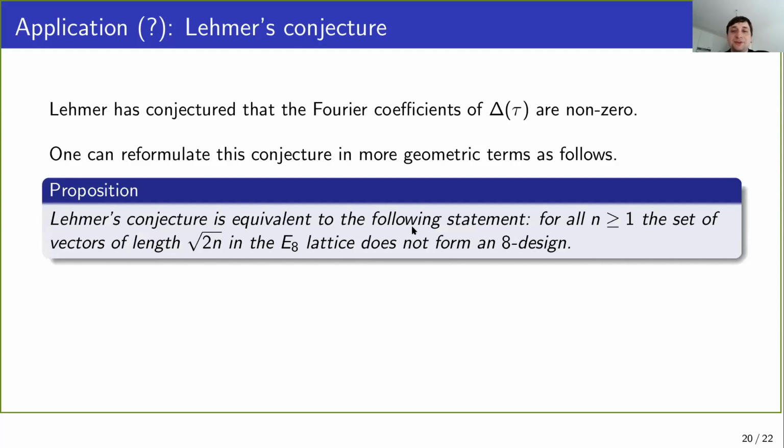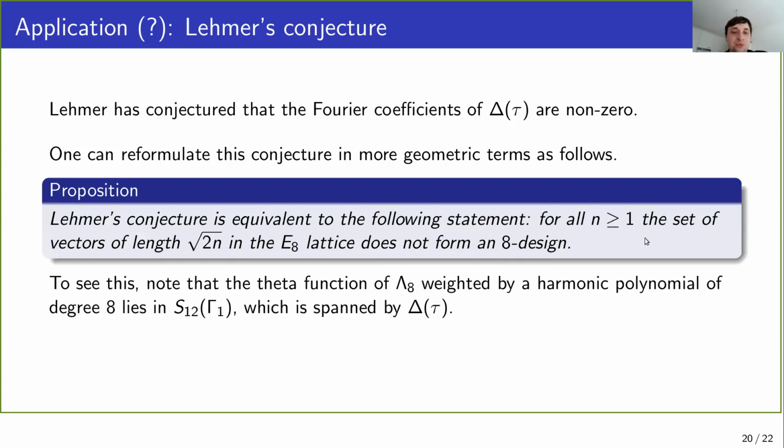So Lehmer's conjecture turns out to be equivalent to the statement that, well, we just saw that the E8 lattice was a 7 design. Each shell of the E8 lattice was a 7 design. But actually, if you can find at least one shell which is an 8 design, this would be a counterexample to Lehmer's conjecture. So it's equivalent to the claim that this is never an 8 design. And the proof is more or less the same idea as before.